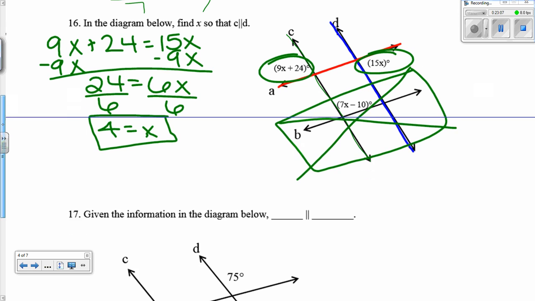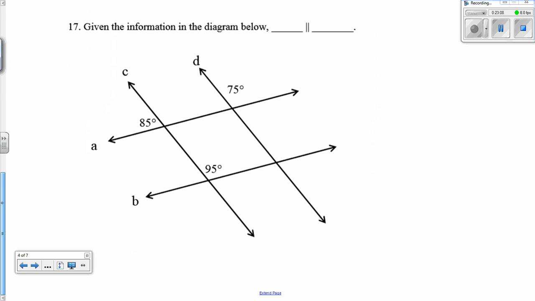All right, 17. Given the information in the diagram below, I need to figure out which two lines are parallel. So I know I'm looking for either congruent angles, or I'm looking for supplementary angles.